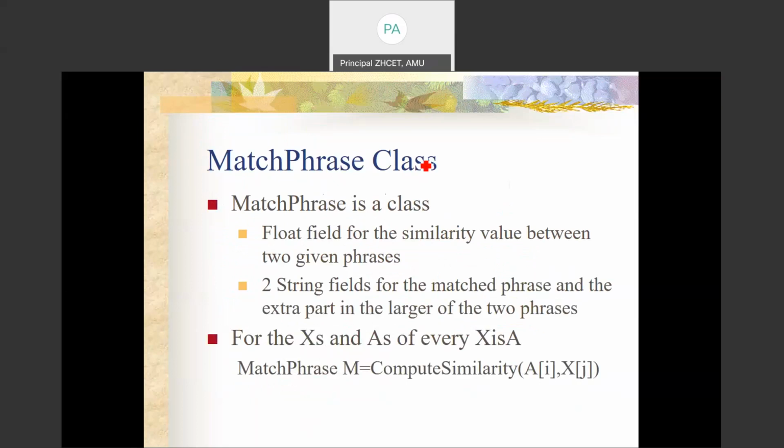But in order to do the Y is X plus B form, I have to write the match phrase class, which has a float field for the similarity value between two given phrases, two string fields for the match phrase, and the extra part in the larger of the two phrases. For the X's and A's of every X is A match phrase, this is the method to compute similarity between AI and XJ, right?